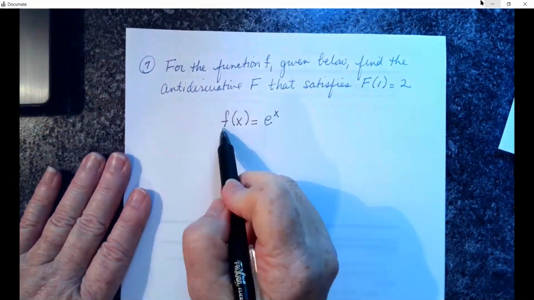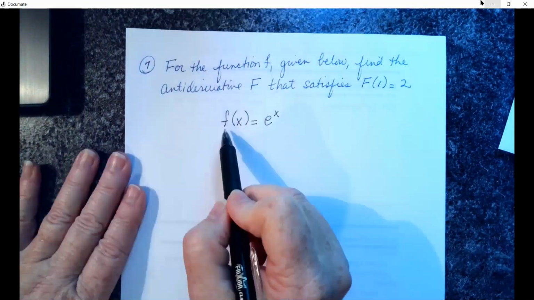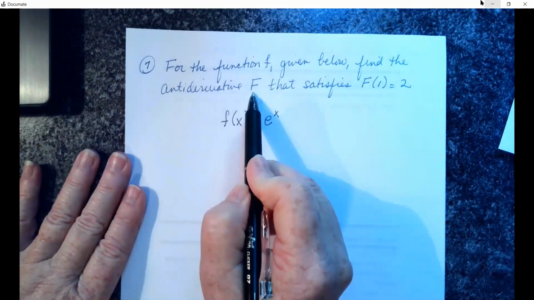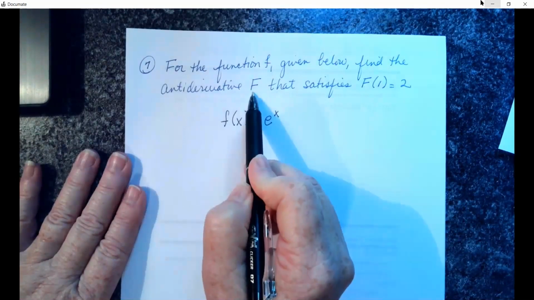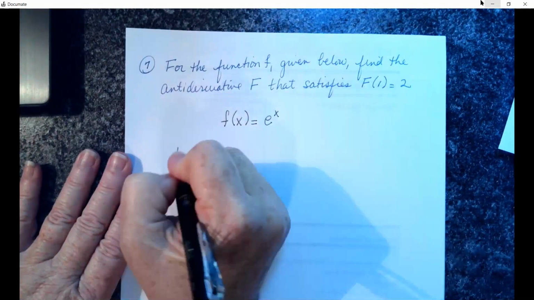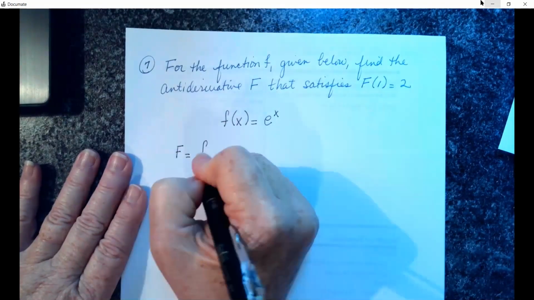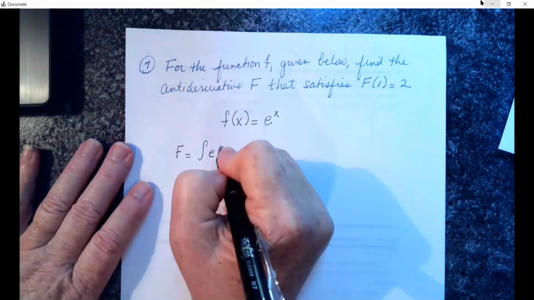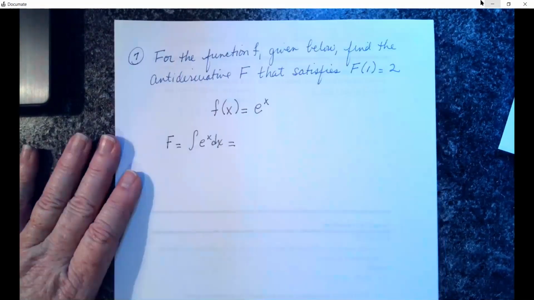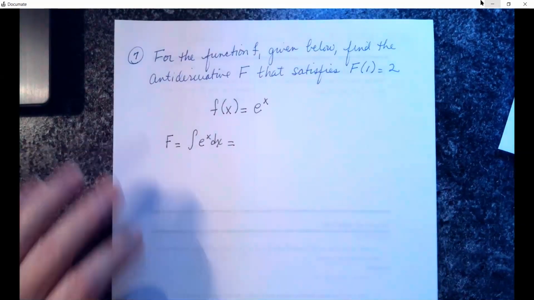Very often when you see lowercase f and uppercase F, the lowercase is the integrand and they use the uppercase to represent the antiderivative. So we want to find an antiderivative of f. So that means that an antiderivative F of lowercase f, so big F, will be the integral of e to the x dx. Now, who remembers what the antiderivative of e to the x is?